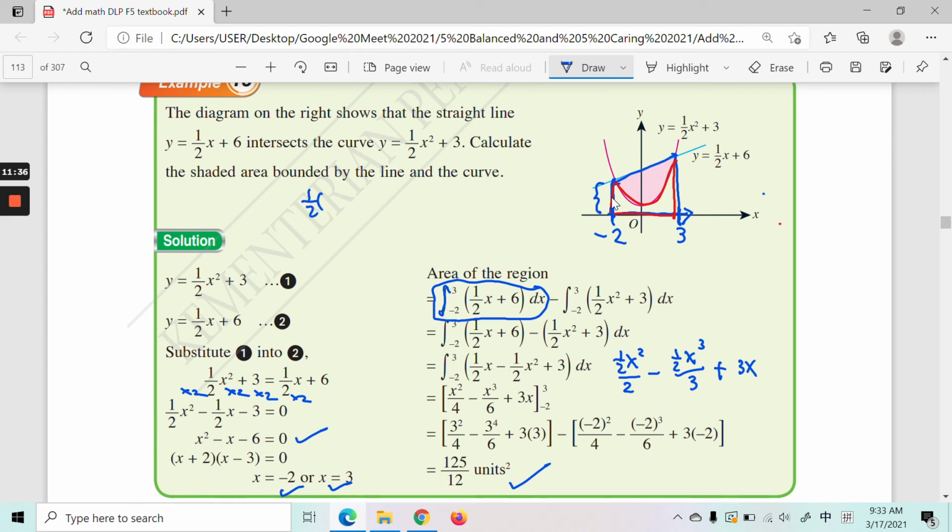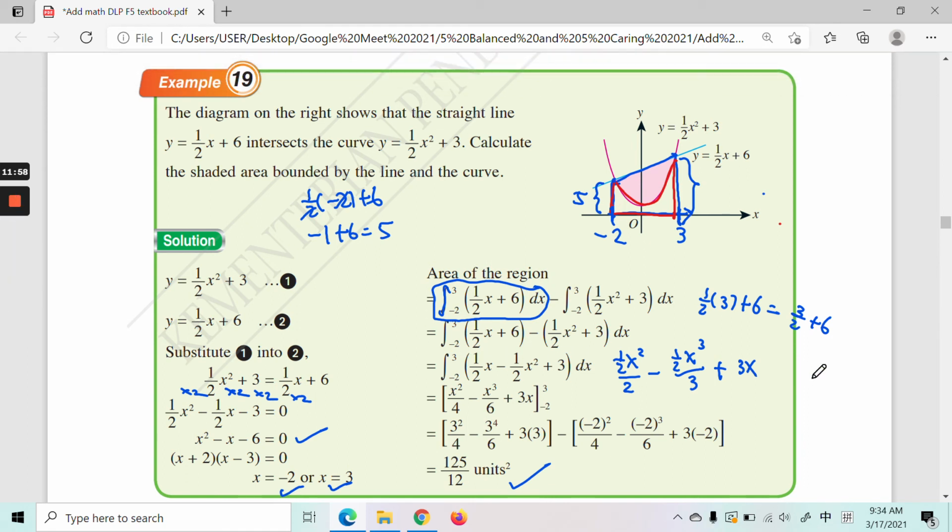1 over 2 times -2 plus 6. So we have -1 plus 6. So that point is 5. So meaning that this height is 5. And then for this height, do the same thing, substitute x equals 3. So you have 3 over 2 plus 6. Okay, from here, 3 over 2 plus 6 actually is 15 over 2. Meaning that this height is 15 over 2.